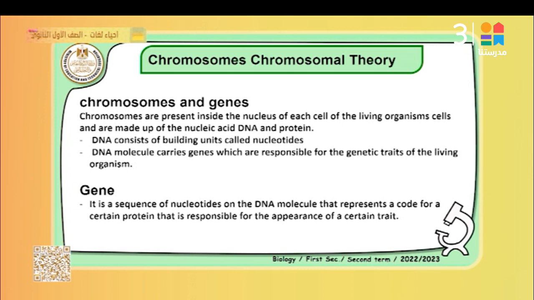This gene codes for a certain protein. This protein is responsible for the appearance of a certain trait. If this protein is not found, the trait disappears. For example, albinism is the absence of the melanin pigment. This trait is recessive. Why?